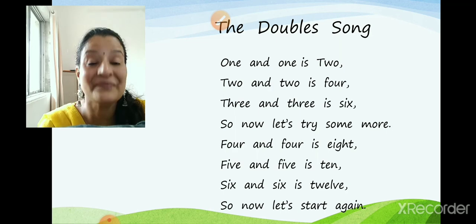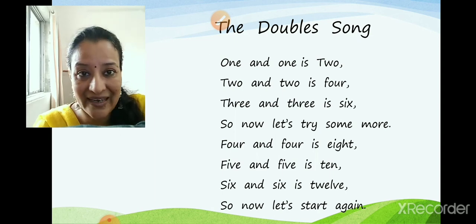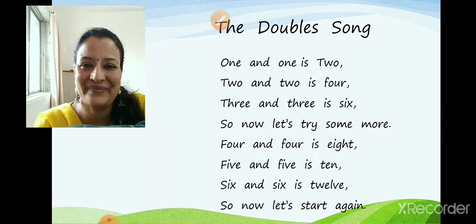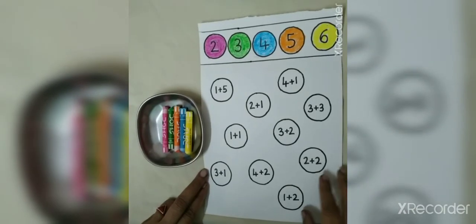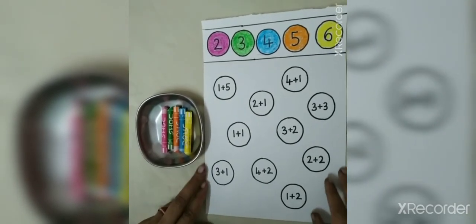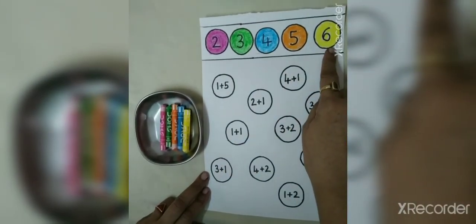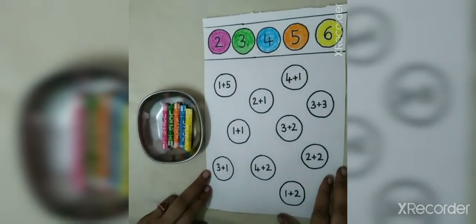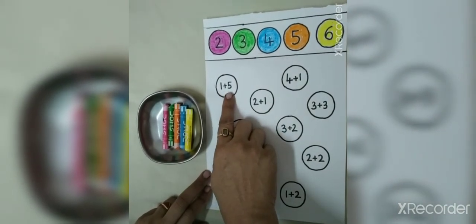Okay, children? Now, I have a very small and interesting activity for you. Okay, would you like to see it? Okay, let us see what it is. Now, children, you can see here, I have made this chart. Color keys are here. Now what you have to do is add 1 plus 5.